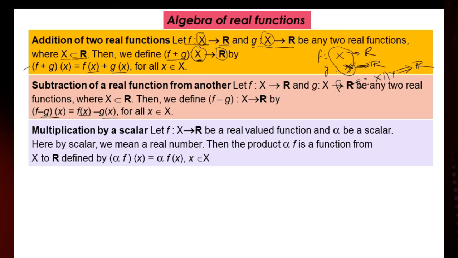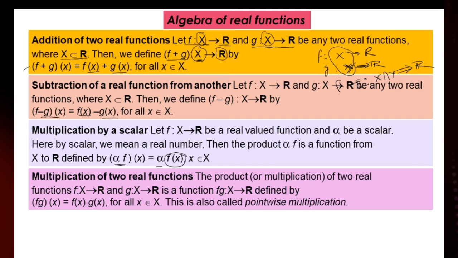Multiplication by a scalar. Here f is a function from X to R, a real valued function, and alpha is a scalar value. By scalar we mean a real number. Then the product alpha times f is a function from X to R, defined by (alpha f)(x) equal to alpha times f(x).